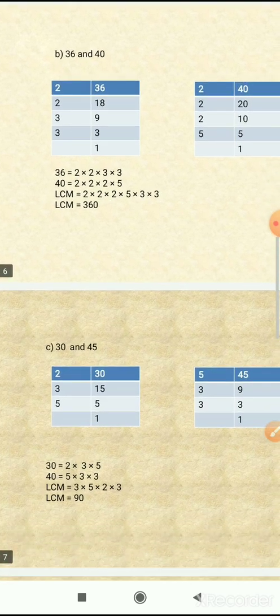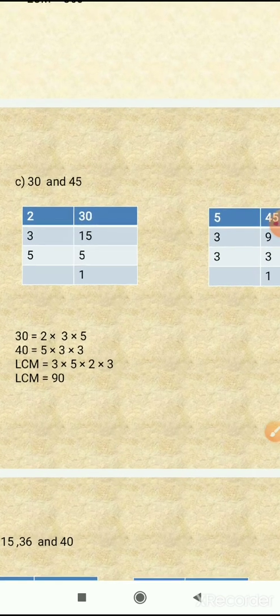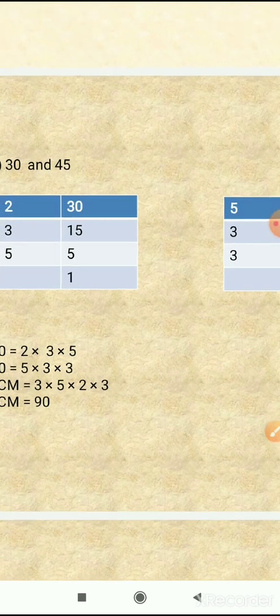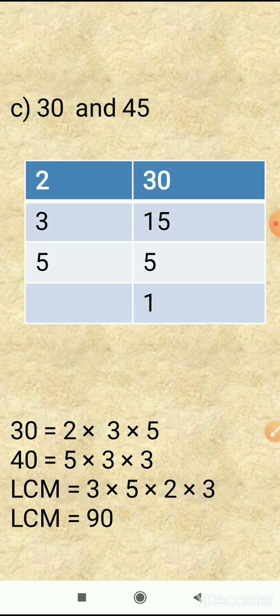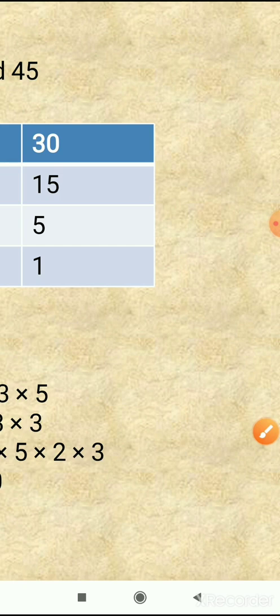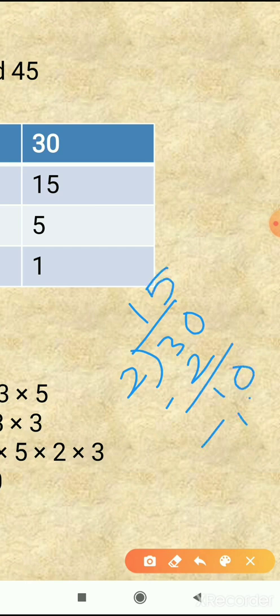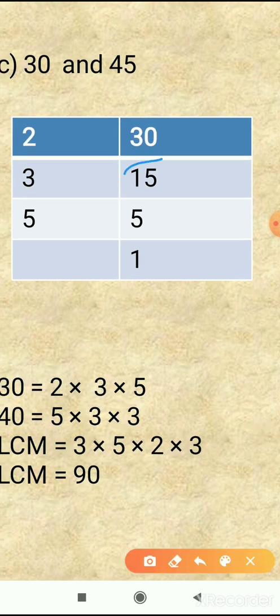Now we will see the next example: 30 and 45. Here we have to find the LCM of 30 and 45. First we will find the prime factorization of 30. 30 is an even number, so it is divisible by 2. We divide 30 by 2: 2 ones are 2, 3 minus 2 is 1, bring down 0, 2 fives are 10. So we get quotient 15, and we write it here.